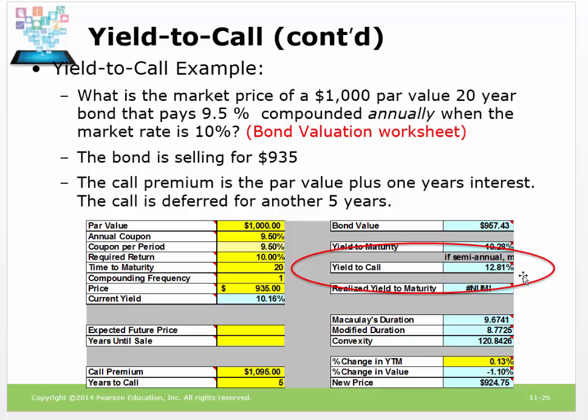So if you think that the likelihood of this bond being called is true, then this is a good investment. You're going to get more if they call in 5 years than if you hold it for 20 years.